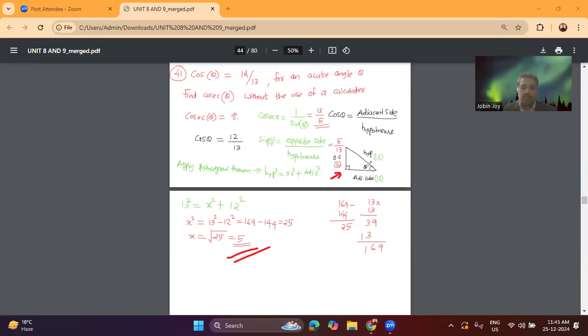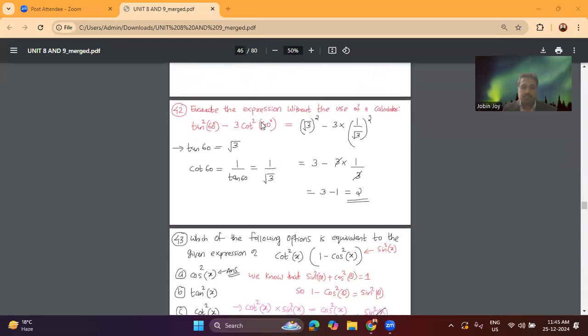Now I have all three sides. Adjacent side is 12, hypotenuse is 13 and opposite side is 5. Then I can calculate cosec theta. First I will find sine theta. Sine theta is equal to opposite side by hypotenuse, that means 5 by 13. Then I will take the reciprocal, 13 by 5. So the answer is 13 by 5.